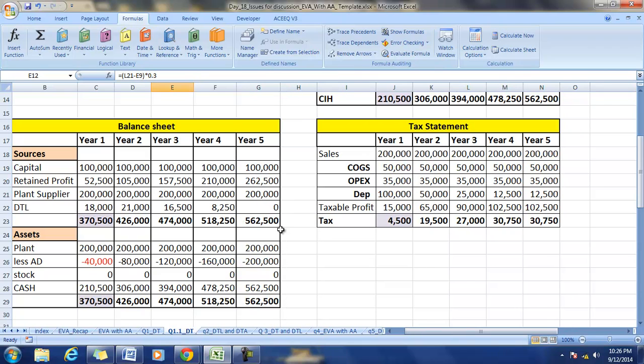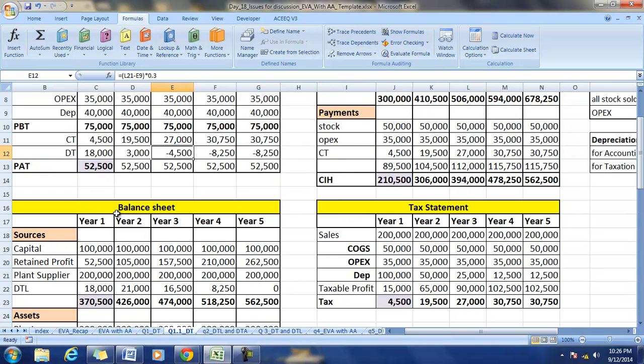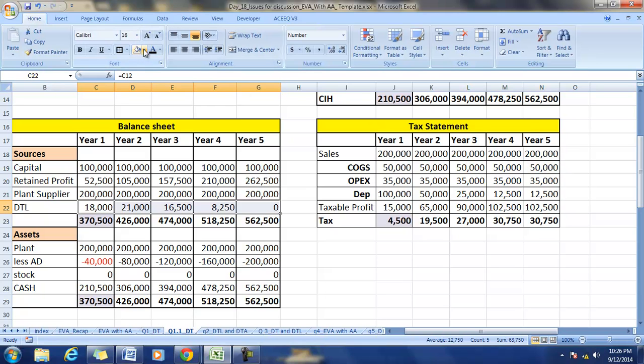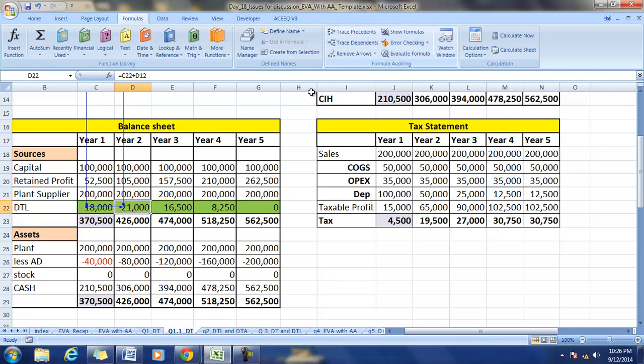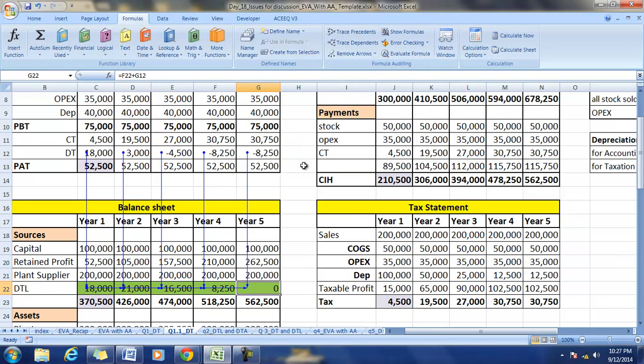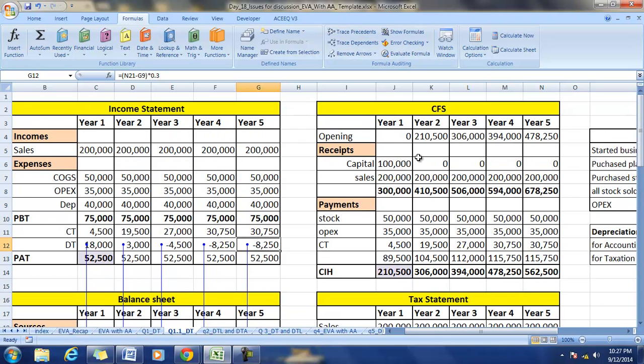So we can see that on the balance sheet the deferred tax goes on reducing, and by the end of the fifth year the deferred tax liability becomes zero. So for deferred tax, in the first year it is 18,000, then goes up because of the 3,000 deferred tax, and after that continuously it reduces because the deferred tax is negative. Deferred tax is negative because the expense in the tax statement under depreciation is lower than the expense in the income statement.